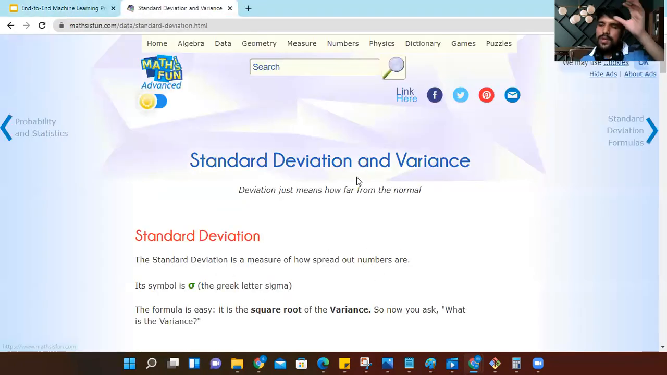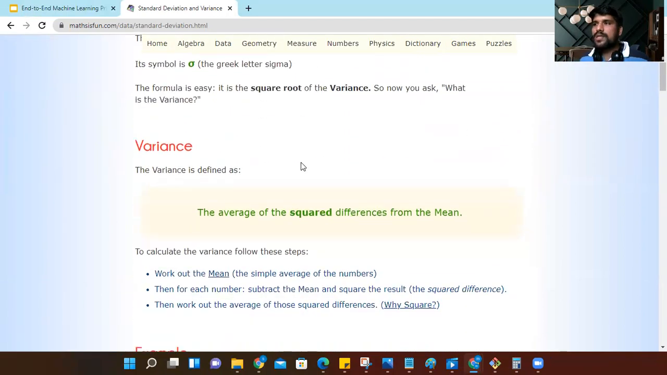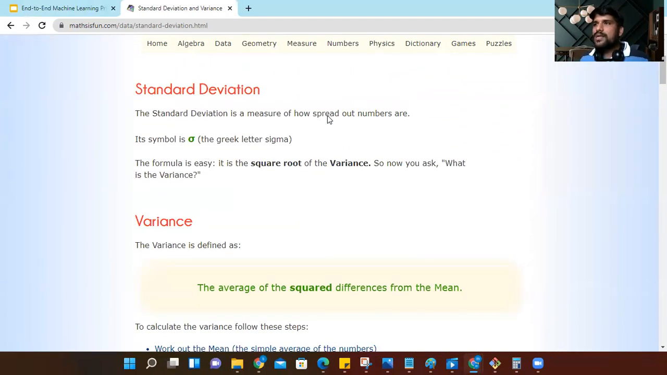So this is one of the very good websites. It will explain the standard deviation, and I'm also referring to this to explain in detail. So standard deviation is nothing but a measure of how my data is spread. To understand this, I use the standard deviation. The symbol is a Greek symbol. How to calculate the standard deviation? Standard deviation is nothing but the square root of the variance. So what is variance again?